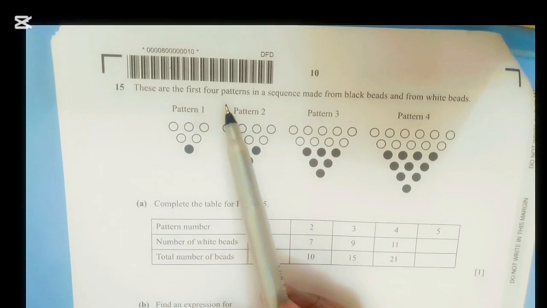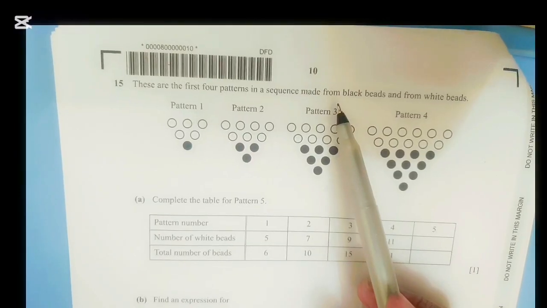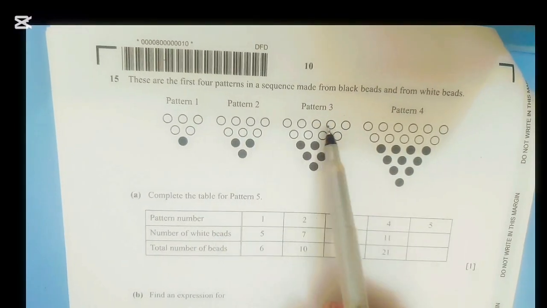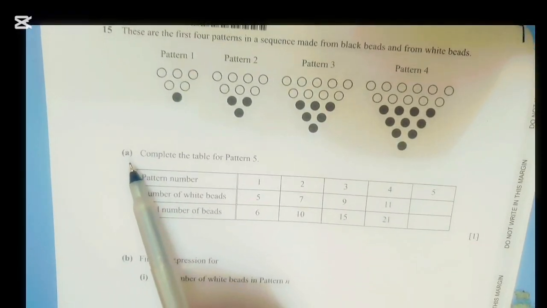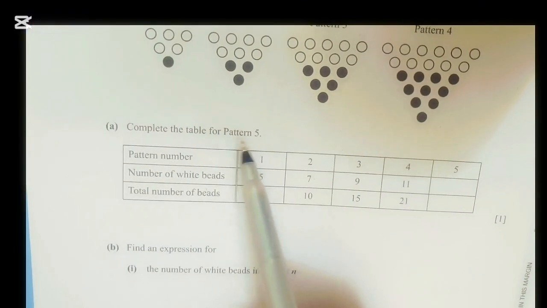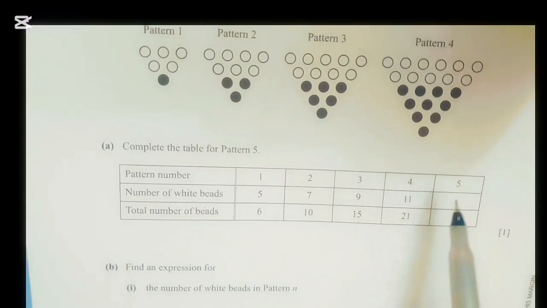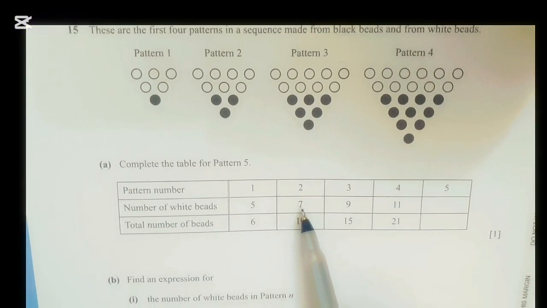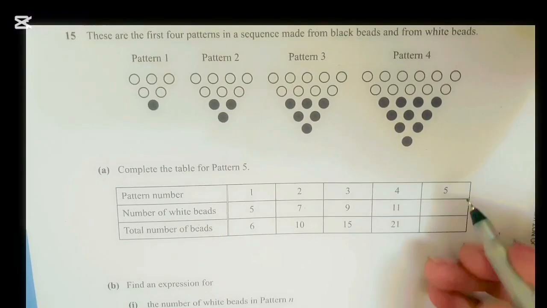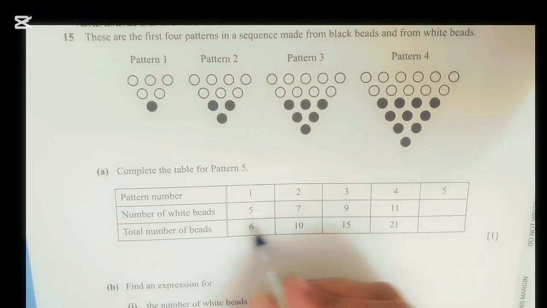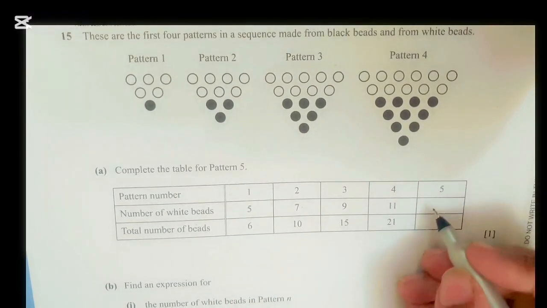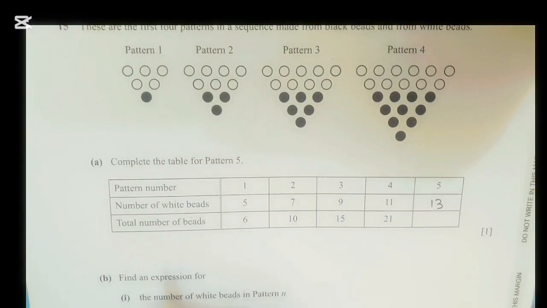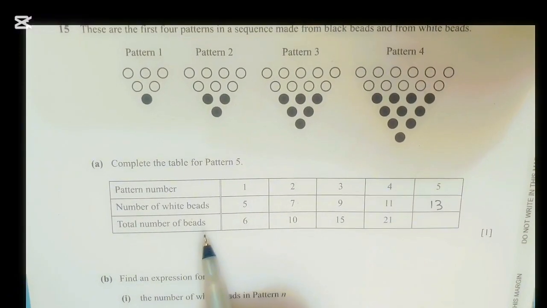This is question number 15. These are the first 4 patterns in a sequence made from black beads and white beads. These are 4 patterns given over here. Part A is complete the table for the pattern. So number of pattern is 1, 2, 3, 4, 5. Number of white beads are, you can see, 5, 7, 9, 11. So next, in each sequence plus 2 is added, 2 beads are added, so here it would be 13.